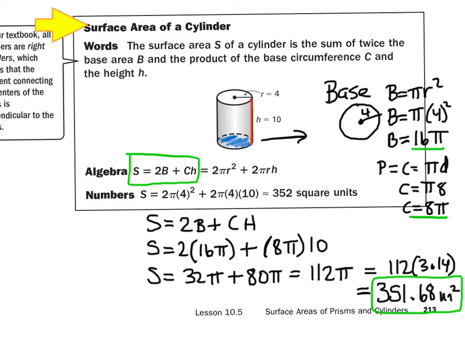And so I only have to multiply by pi at the very, very end. So 112 times 3.14 gives me 351.68. And then this would just be units to the second power because we're getting surface area.